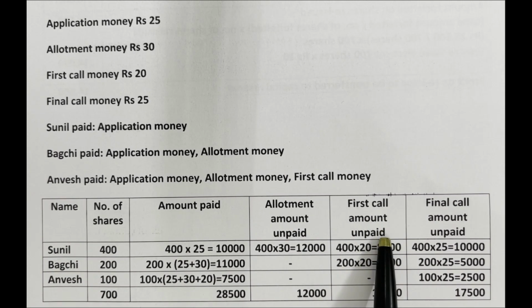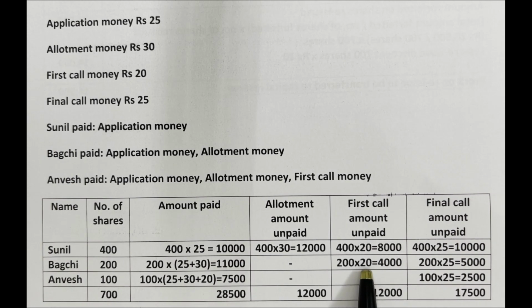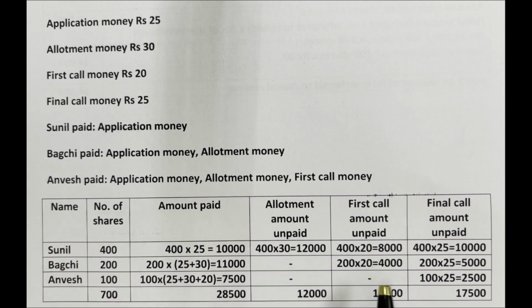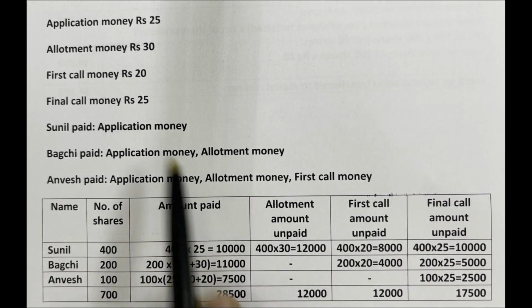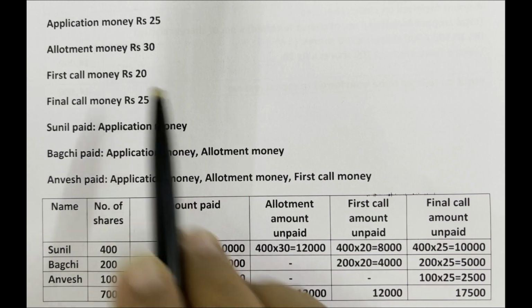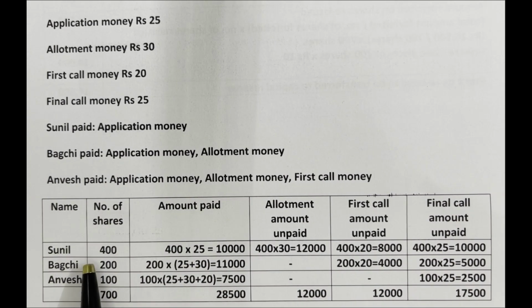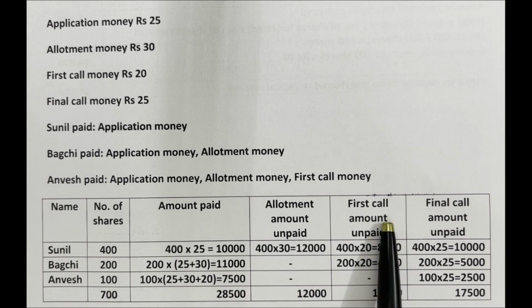Next come to fifth column. First call amount unpaid. Who didn't pay first call amounts? First 2 members, Sunil and Bakshi. Sunil on 400 shares at the rate of 20 rupees each, first call money not paid. Bakshi on 200 shares at the rate of 20 rupees each, he is also not paying the first call money. So 8,000 plus 4,000, total amount 12,000 rupees did not come on first call.